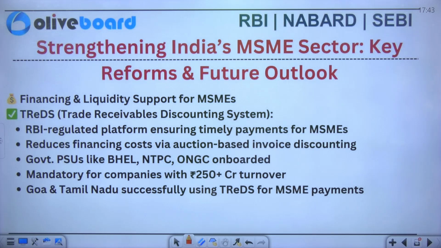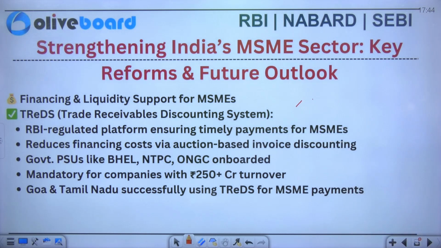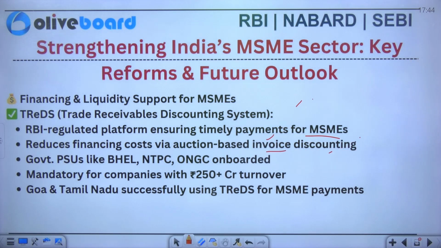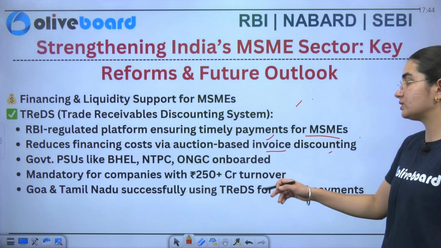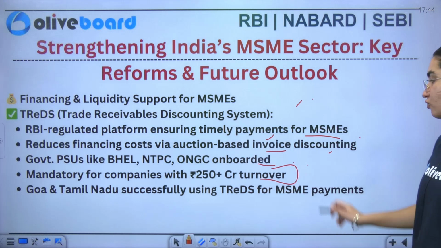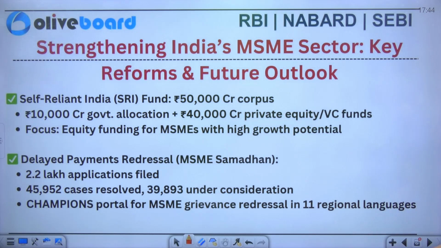Now we'll see the financing as well as liquidity support for MSMEs. So we have TREDS, which is your Trade Receivables Discounting System, an RBI regulated platform which ensures timely payment for the MSMEs. It reduces the financial cost via auction based invoice discounting. Government PSUs which are linked to it, like BHEL, NTPC, ONGC, have been onboarded, and similarly you can see that it is mandatory for companies with 250 plus crore turnover. Goa and Tamil Nadu have been successfully using TREDS for MSME payments. Now the Self-Reliant India Fund is just your 50,000 crore corpus.